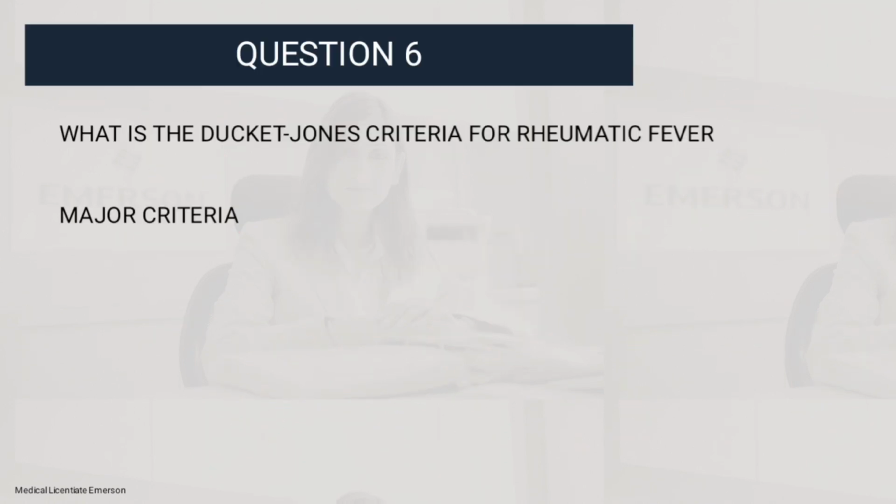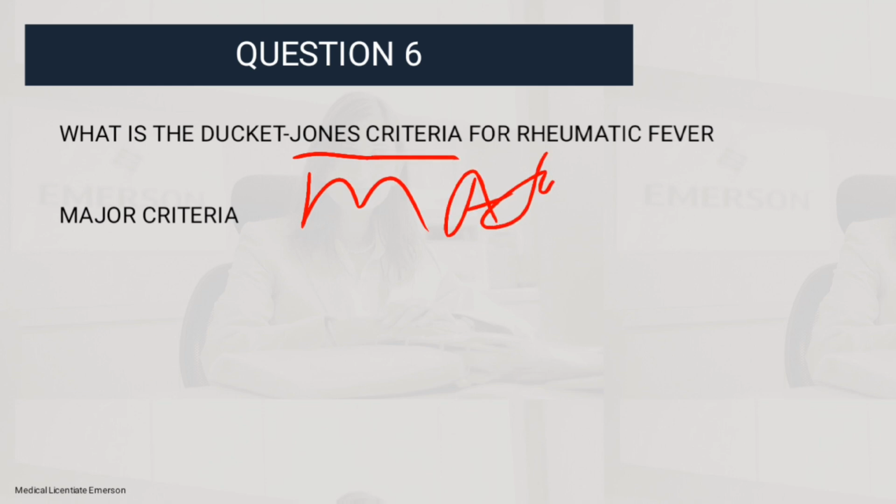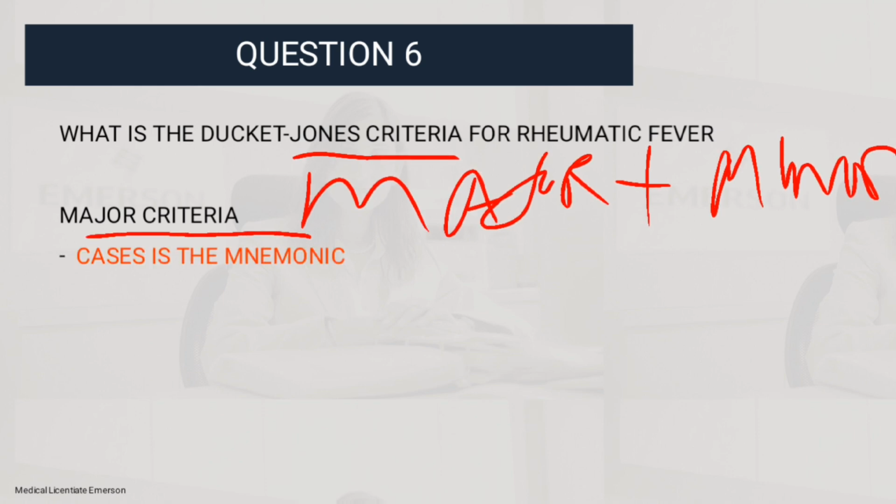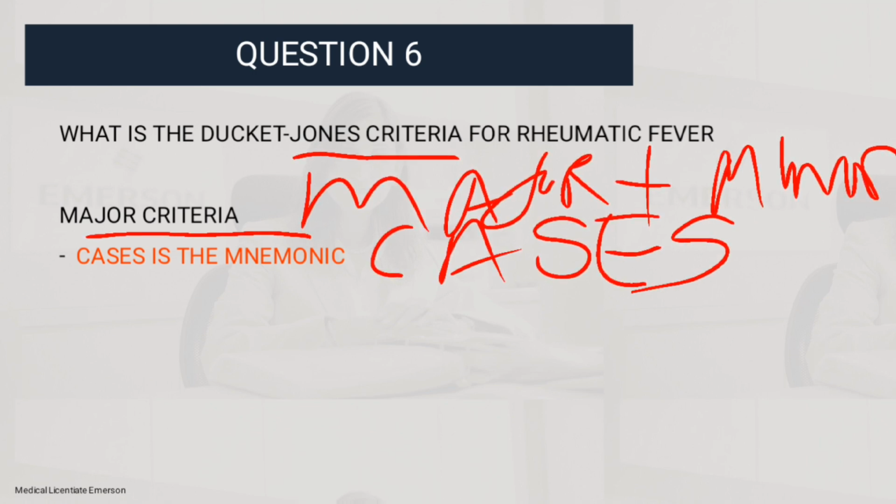Okay, so let's start. Question 6 says, what is in brackets Jones criteria for rheumatic fever? Most people just know it as the Jones criteria. So Jones criteria is what we call the major criteria and the minor criteria. Starting with the major criteria, we have the mnemonic, which is CASES. So C A S E S, that's cases. That is the mnemonic. So C is for carditis.